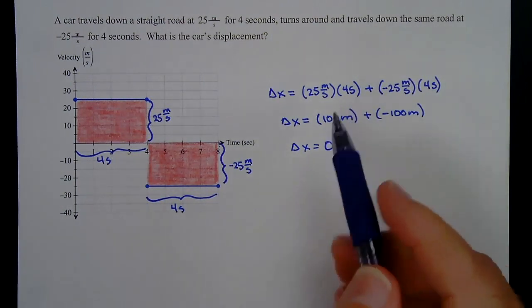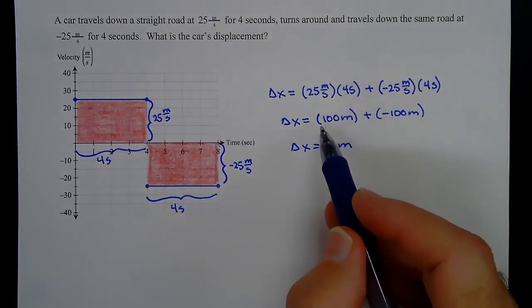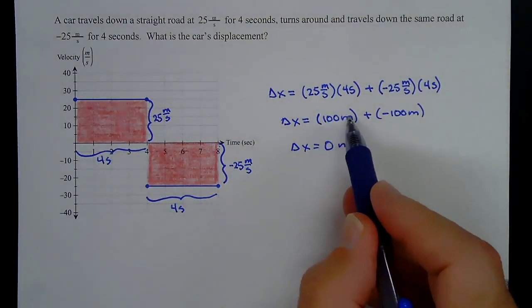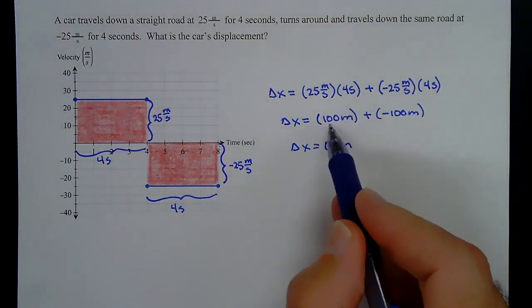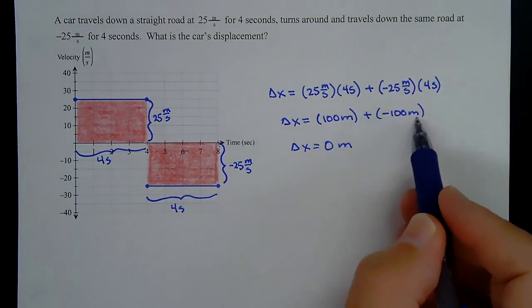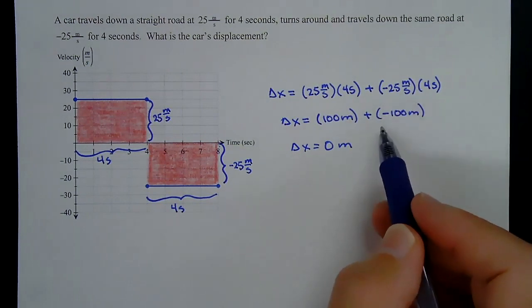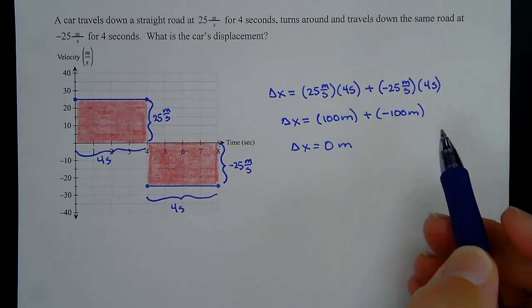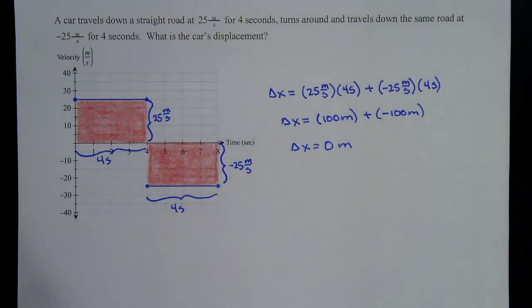I should have gone over this with the previous two problems. This means I went 100 meters to the right, and this means I went 100 meters to the left. I'm back to where I started, so 0 meters is the displacement.